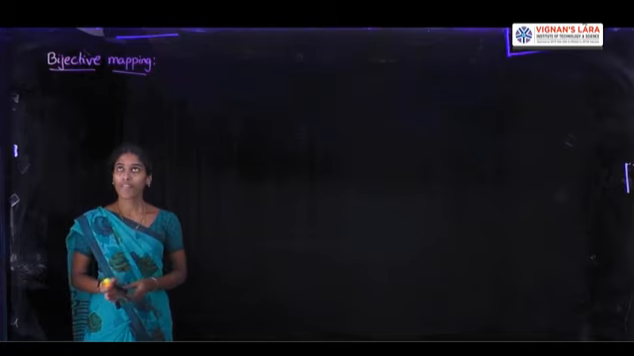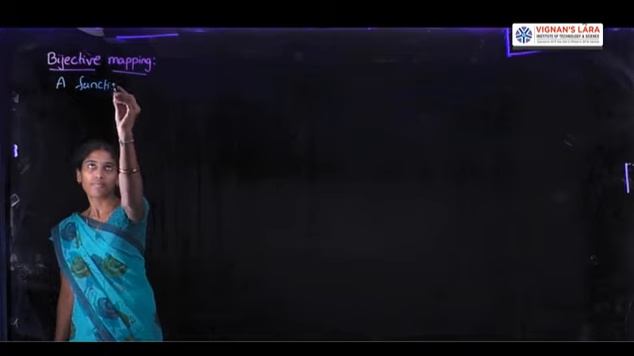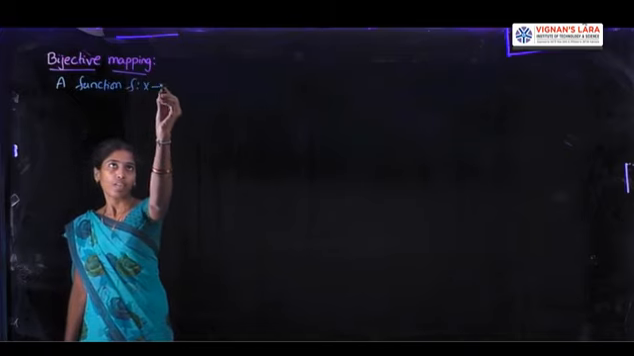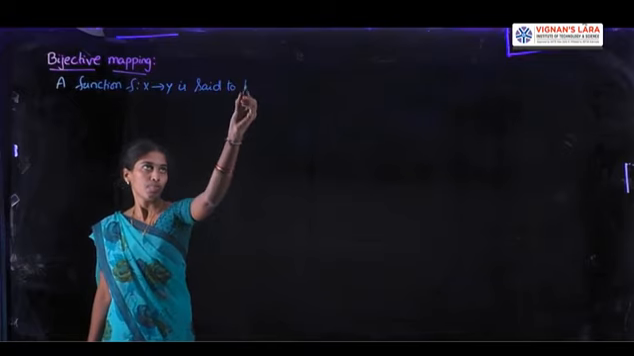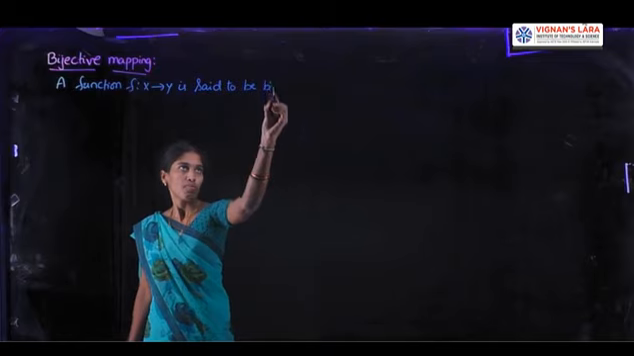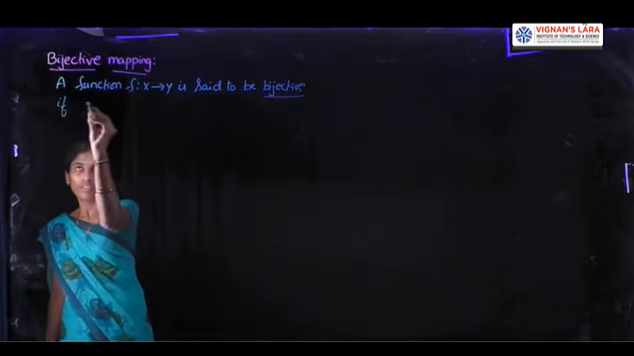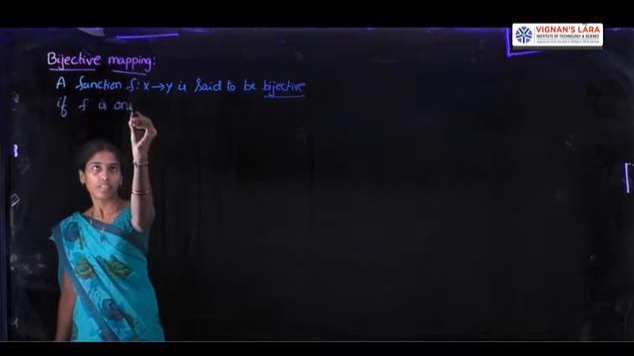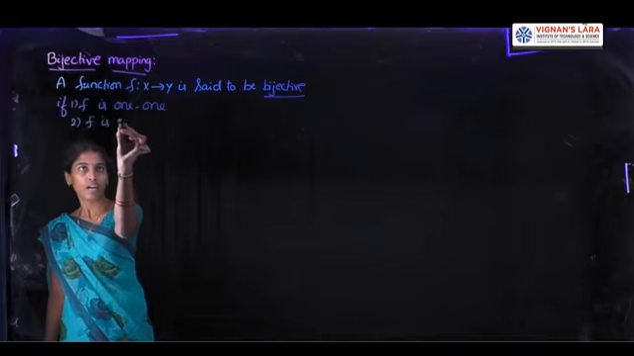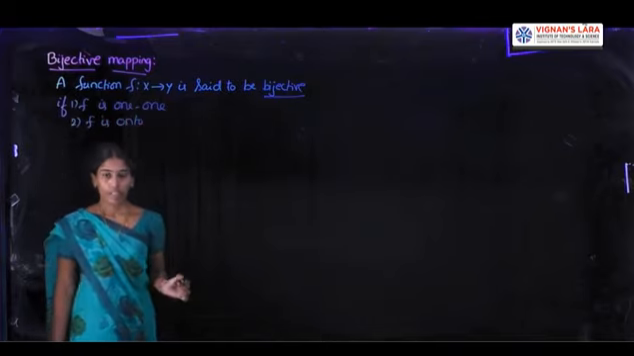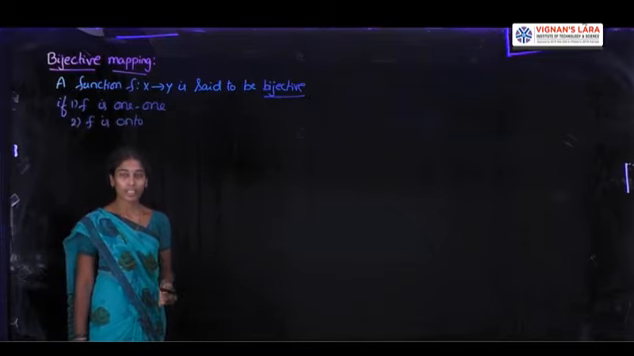A function f from X to Y is said to be bijective if f is a one-one function, and second, f is an onto function. So if f satisfies both one-one and onto, then f is called a bijection or bijective function.